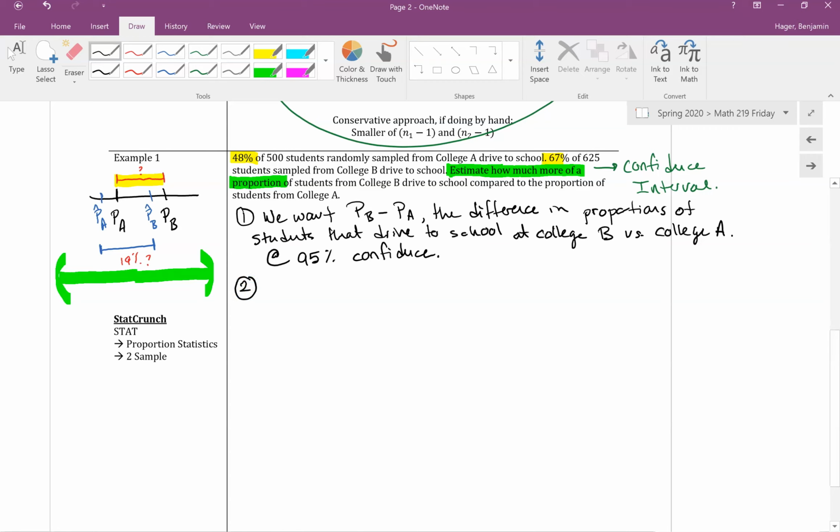Okay, step 2 is name the procedure. What we learned is how to do a 1 proportion z interval. This is a 2 proportion z interval.